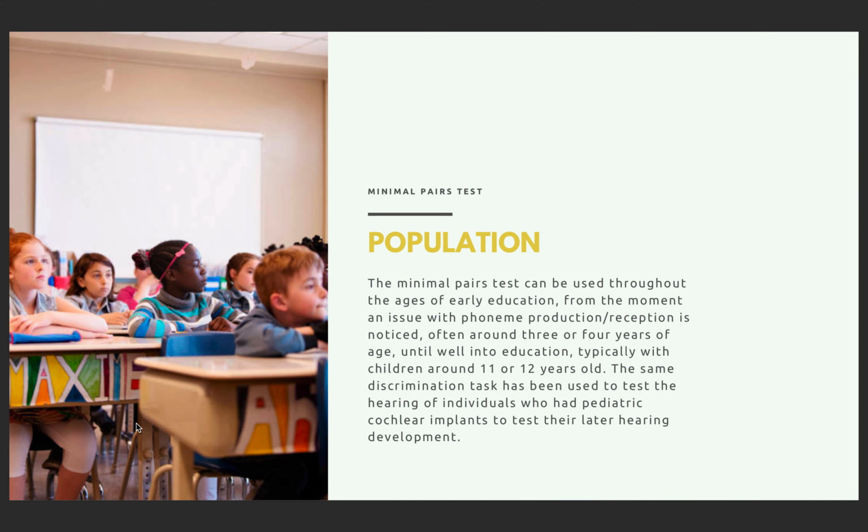The minimal pairs test can be used throughout the ages of early education from the moment an issue with the phoneme production and reception is noticed, often around 3 or 4 years of age, until well into education, typically with children around 11 or 12 years old. The same discrimination task has been used to test the hearing of individuals who had pediatric cochlear implants to test their later hearing development.